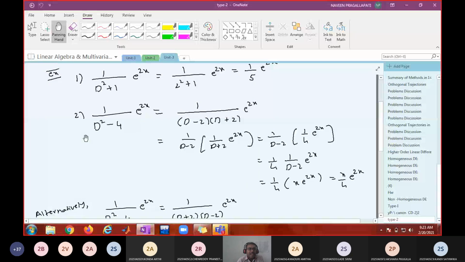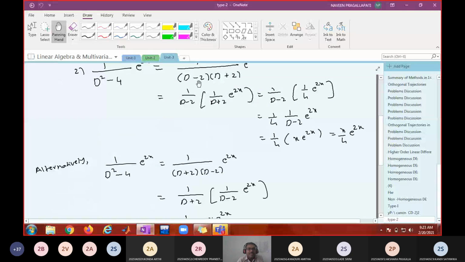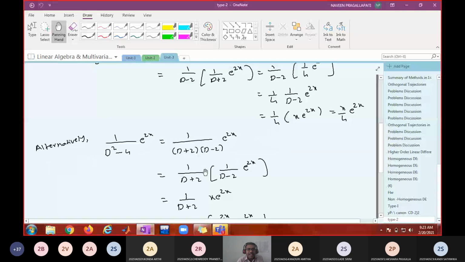And sometimes the denominator may give 0. Okay, so 2 square minus 4 minus 4 is 0. So in that case, I told you to factorize this, and factorize in such a way that the factor which is giving 0, you operate at the end. Okay, then you will get the answer quickly. If you operate that initially, then you may get a longer expression, and the answer may take time.